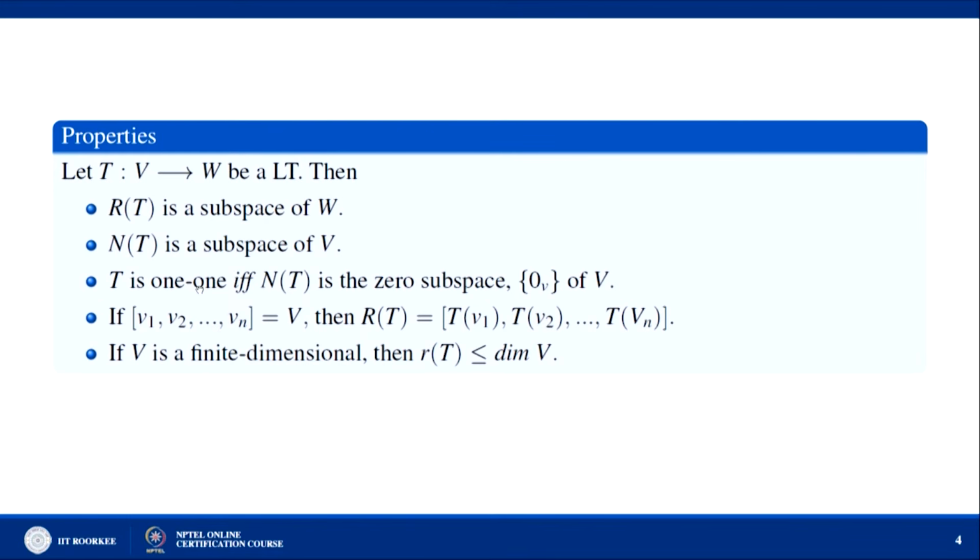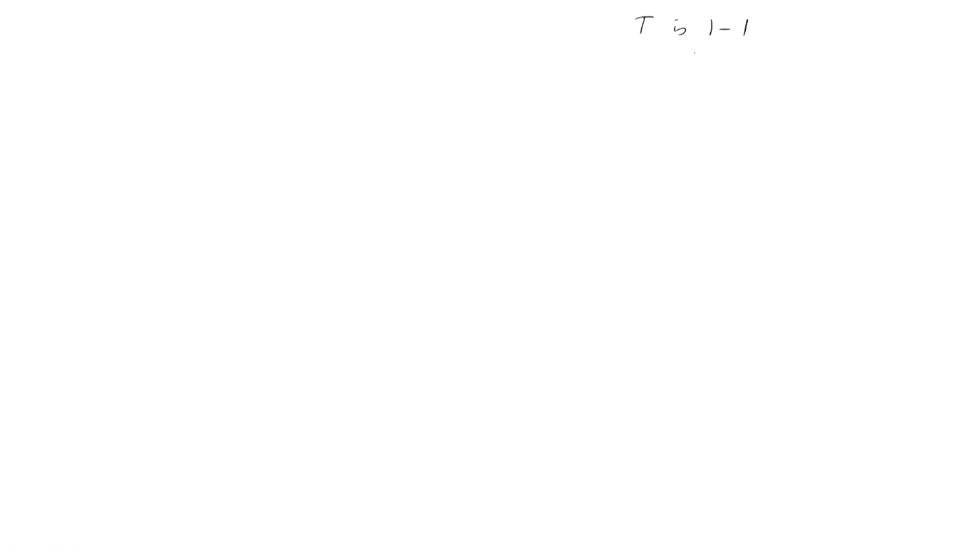The next is: T is 1 to 1 if and only if the null space is the zero subspace, or the singleton set {0 of V}. So, the proof is again simple, let us discuss. Now, when can we say that T is 1 to 1? T is 1 to 1 means T of v1 equal to T of v2 implies v1 equal to v2 for all v1, v2 in V. Okay. Now, let us first take T to be 1 to 1, and we have to show that the null space of T is the singleton {0 of V}.